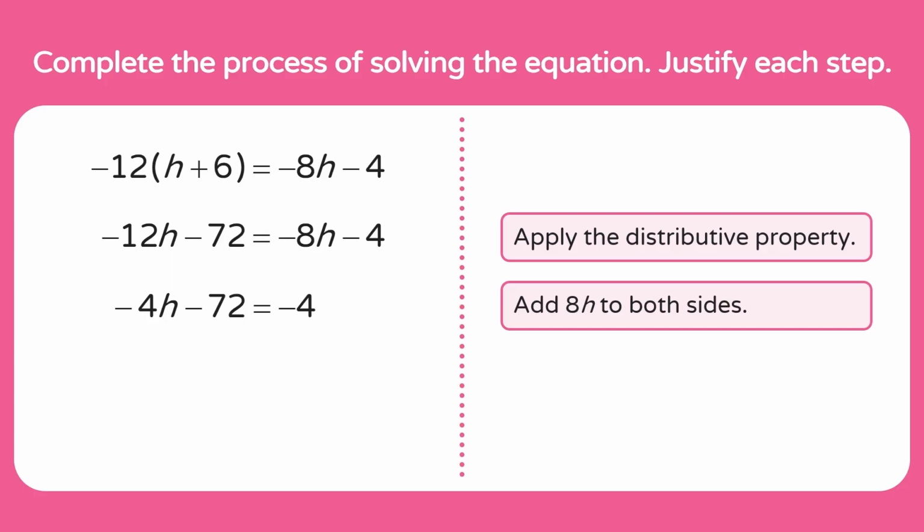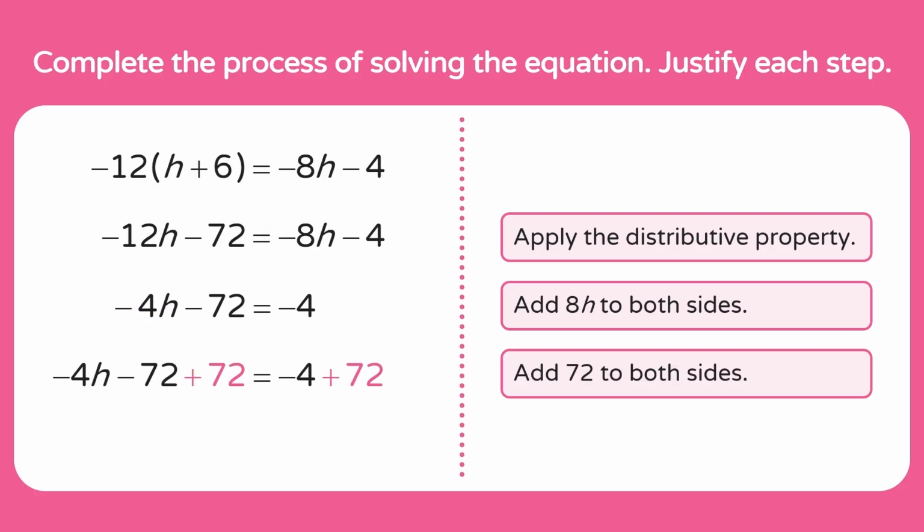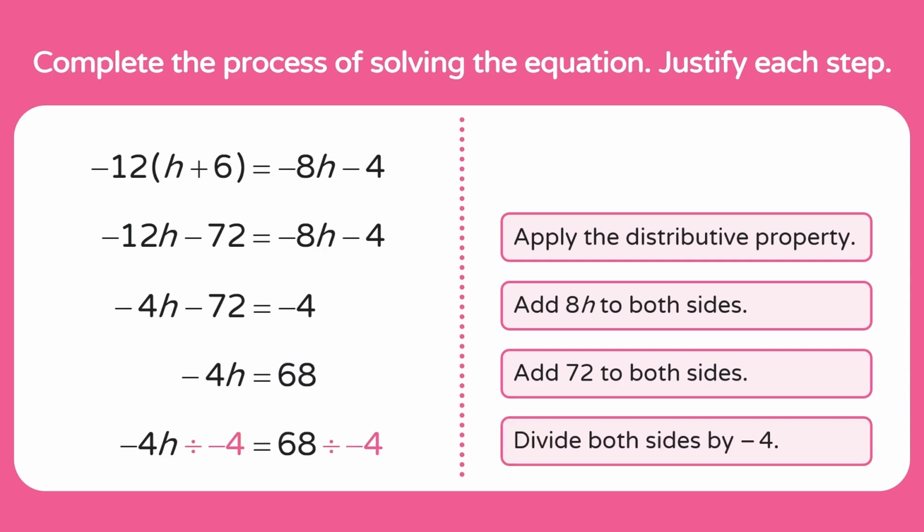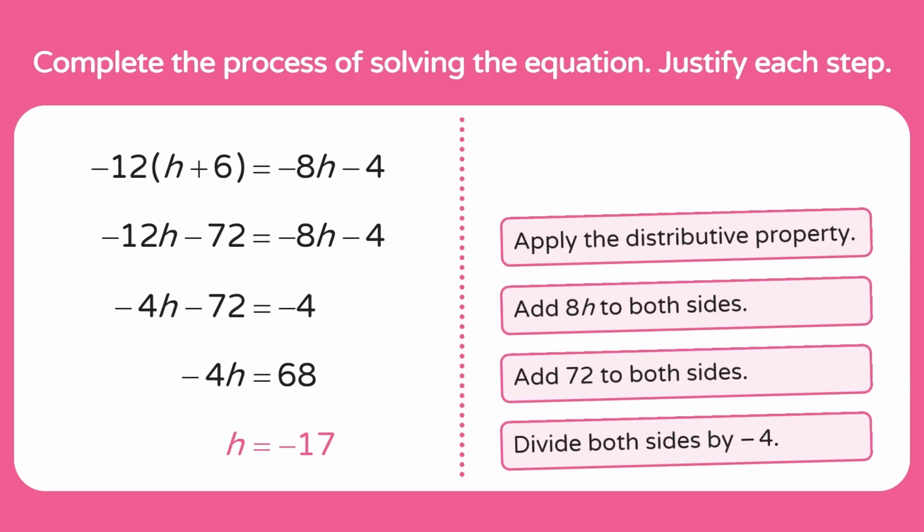Okay, let's keep working to isolate the variable term. We will add 72 to both sides. On the left, we just get negative 4h, and on the right, we have negative 4 plus 72, which is 68. Finally, let's divide both sides by negative 4 to eliminate the coefficient. On the left side, we just get h. On the right side, when we divide 68 by negative 4, we get negative 17. So, we've found h equals negative 17, and we've given the reason for each step.